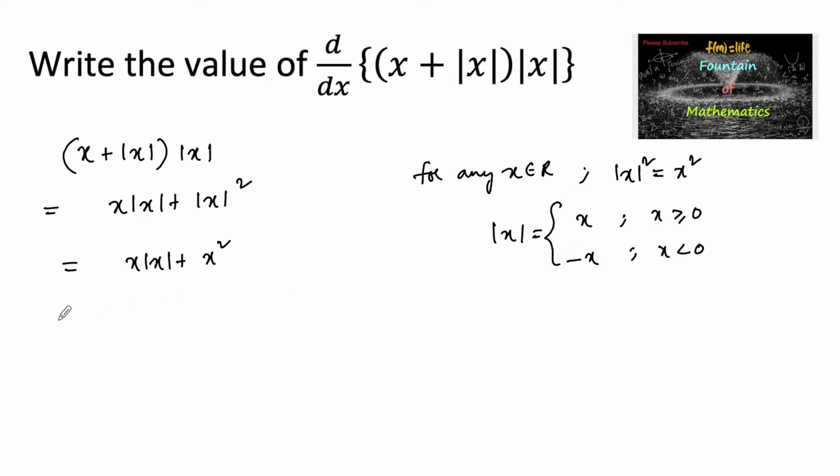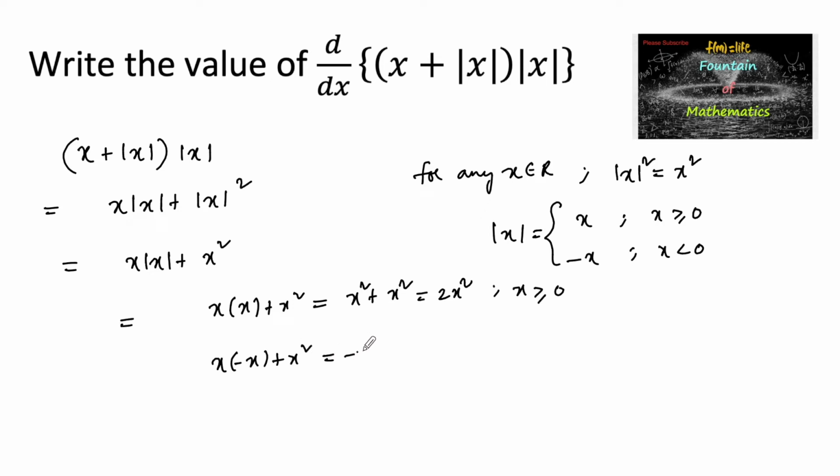So we can write two cases: x into x plus x square, that is x square plus x square, which is equal to 2x square when x is greater than or equal to 0. And the same thing, x into negative x plus x square, which is equal to minus x square plus x square, which is equal to 0 for x less than 0. So two cases we got: for x greater than or equal to 0, 2x square, and for x less than 0, 0.